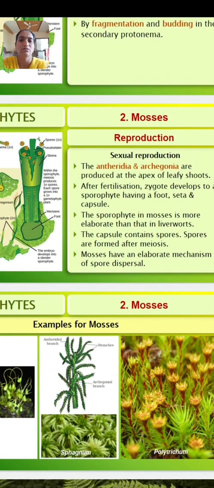In today's video, we have learned about the bryophytes, characters of bryophytes, methods of reproduction in bryophytes, and classification of bryophytes with certain examples. Okay. In the next video, we will learn about the pteridophytes, the third group from the cryptogams.